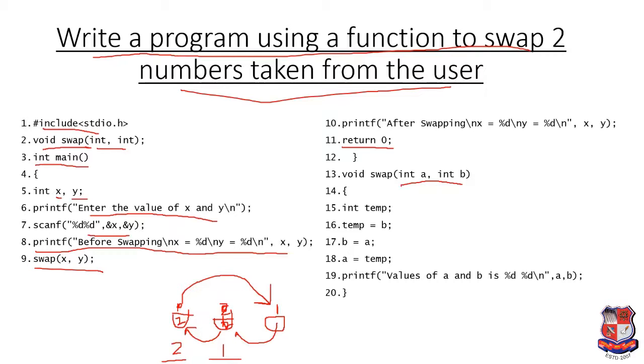Okay. So now here, which were my formal parameters? My formal parameters were this a and b, but what are my actual parameters? Those are x and y. Okay. So now once the function gets called, I want to get the message printed that after swapping the values are this. Okay. And return 0 because I have mentioned here integer main.